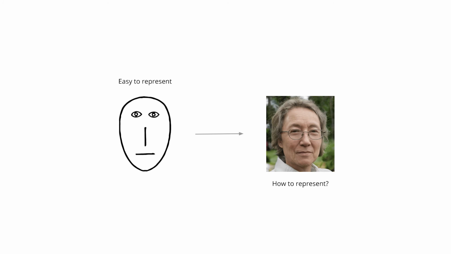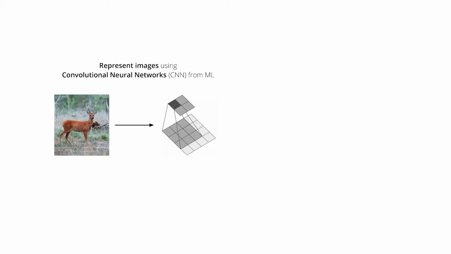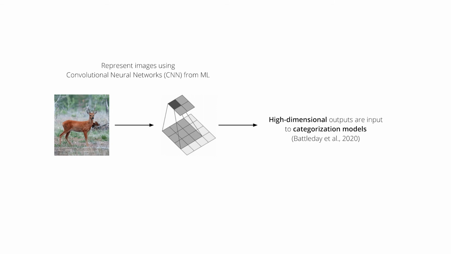But we're still left with a problem, and that's that natural images are just not easy to represent, and we don't want to use pixels directly. To solve this, we can use convolutional neural networks, which have seen wide success for image representation in machine learning. We can use these representations, over 10,000 images, as inputs to our categorization models. And while they're much lower dimensional than images, they're much higher dimensional than typical representations used in cognitive science.